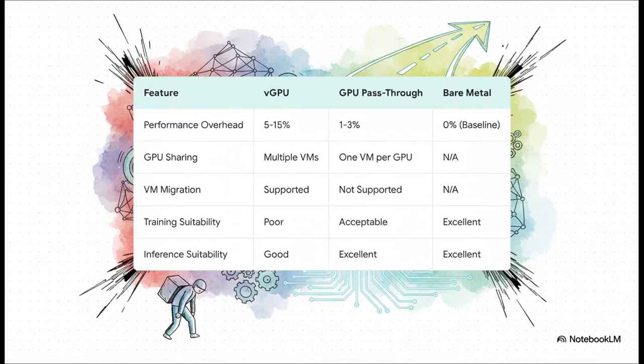And this table really tells the whole story. Just look at that first row, performance overhead. Bare metal is our baseline, our perfect score of 0. Pass-through adds a tiny, almost unnoticeable 1 to 3% hit. But then look at vGPU, a 5 to 15% performance penalty. Ouch! Now drop your eyes down to training suitability. You see why vGPU is rated poor for those heavy training jobs. You get cool features like VM migration, but man, you pay a steep price in performance.